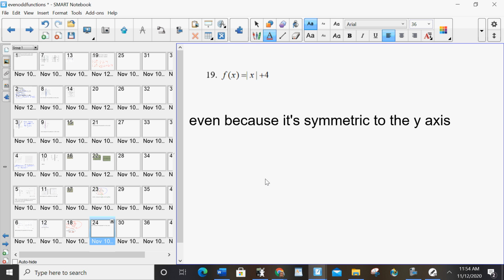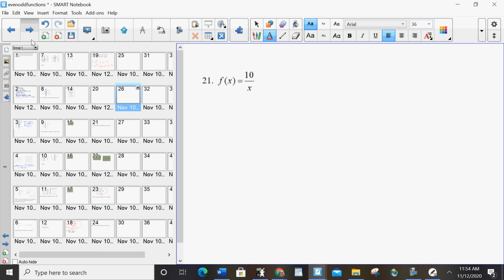So graphically, if they give you an equation, you can just type it into your calculator and look to see if it's symmetric to the y-axis or symmetric to the origin. And again, symmetric to the origin, meaning a rotation of 180. So I obviously just gave you a nice head start on the algebraic. So let's skip ahead. Let's take a look at number 28.